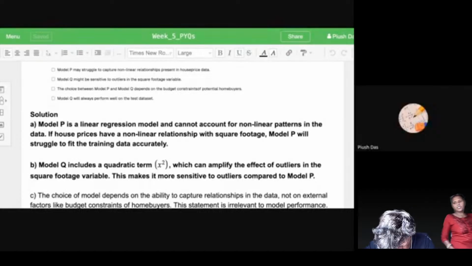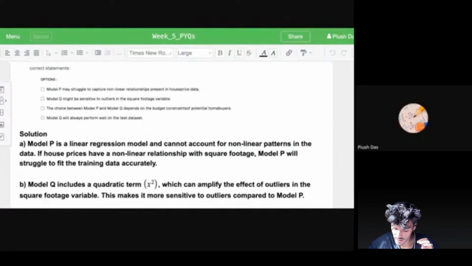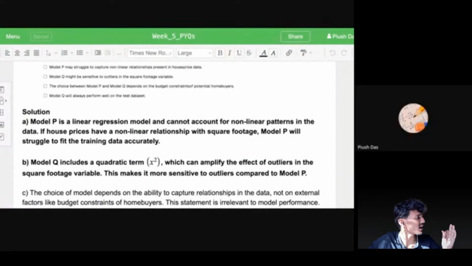Okay, so options A and B are correct. Model P is a linear regression model and cannot account for nonlinear patterns. If house price has a nonlinear relationship with square footage, model P will struggle to fit the training data properly. Model Q includes a quadratic term, that is x squared, which will help, though it is more sensitive to outliers compared to model P.